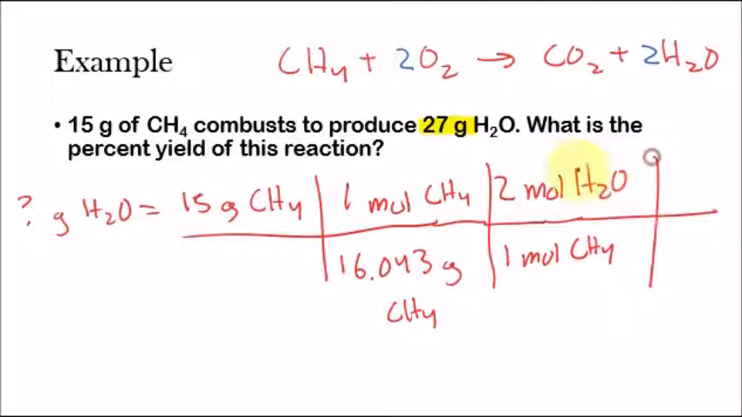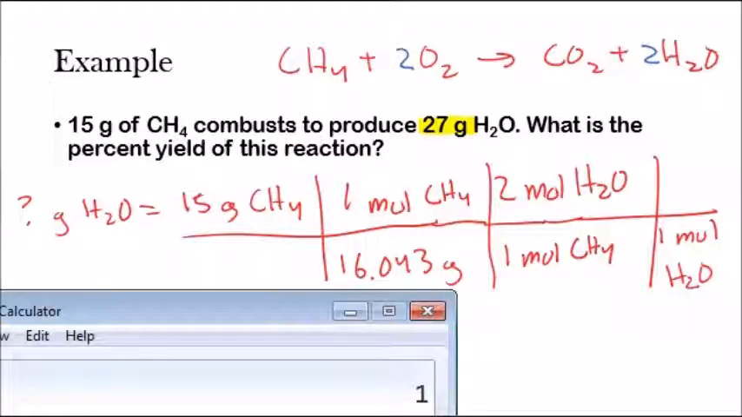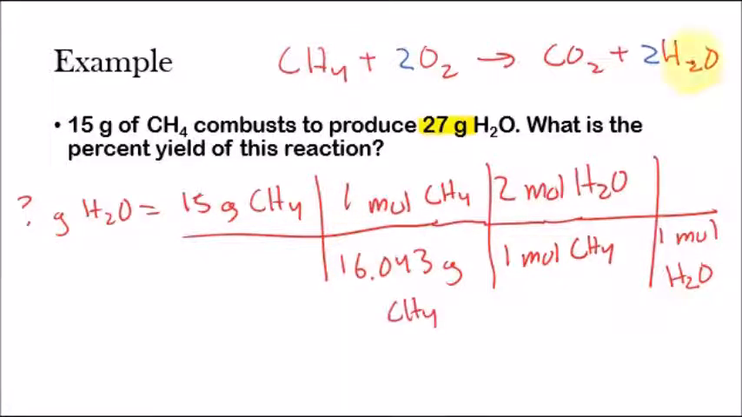Finally, we can convert moles of H2O to grams of H2O, which is what we want. 1 mole of H2O has a mass of: the average atomic mass of hydrogen is 1.008, there are 2 of them, and we add that to the average atomic mass of oxygen, 15.999, to get 18.015 grams of H2O. Then grams of CH4 cancels out with grams of CH4, moles of CH4 cancels with moles of CH4, moles of H2O cancels with moles of H2O, and we're left with grams of H2O.